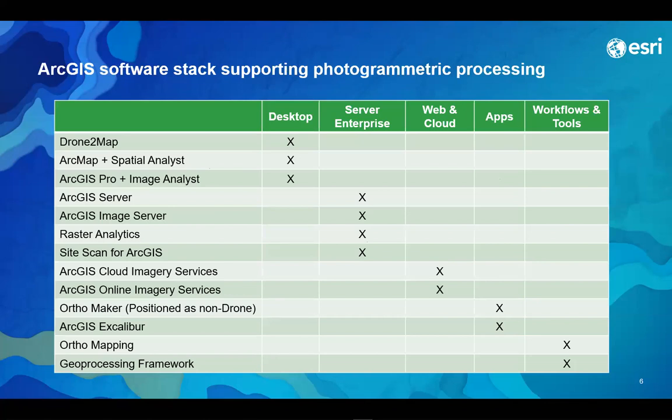Finally, at the very bottom, we have ortho mapping and the geoprocessing framework. The ortho mapping and GP framework are workflows and tools. The photogrammetric capabilities in ArcGIS Pro are actually exposed via the ortho mapping and geoprocessing framework. They're not standalone applications. They're not installed separately. They're just a set of published workflows that walk you through the photogrammetric production cycle.